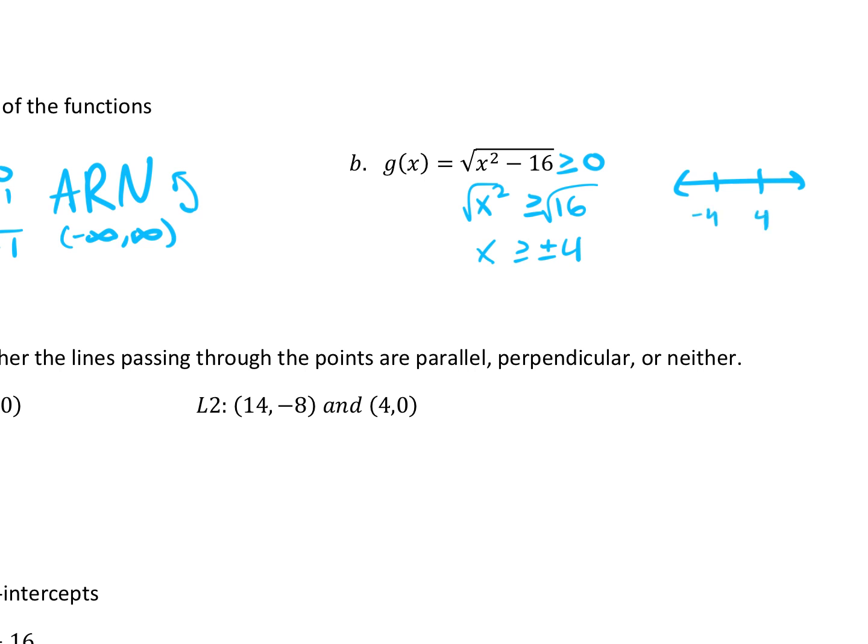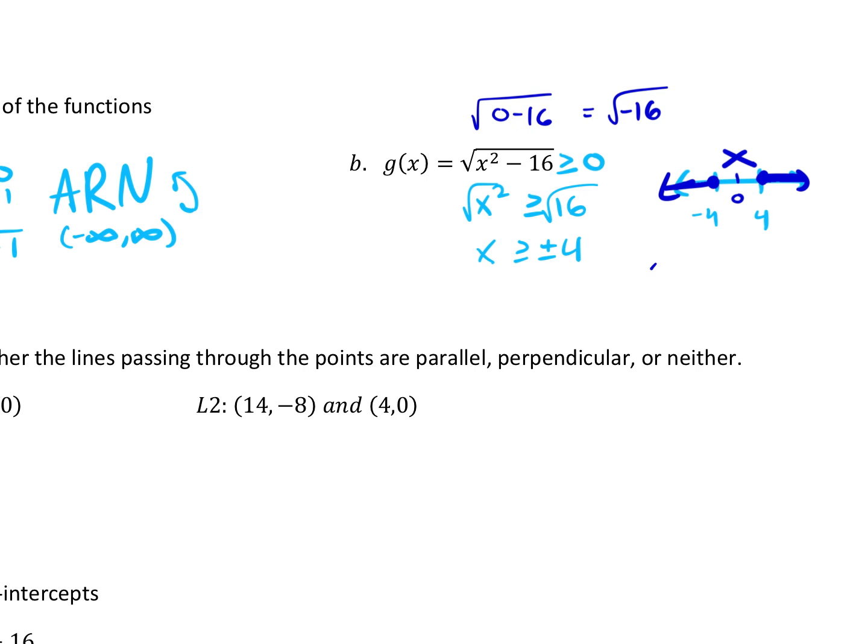We can test a number in between, so I'd pick something like 0 because that'll be nice and easy to plug in. If I plugged in 0, I have 0 minus 16. Can I take the square root of negative 16? No, we can't take the square root of a negative. Can't have a negative under our square root. So it does not work in between, so that would mean it would work outside.